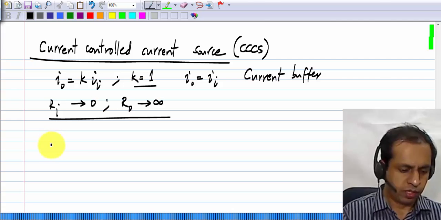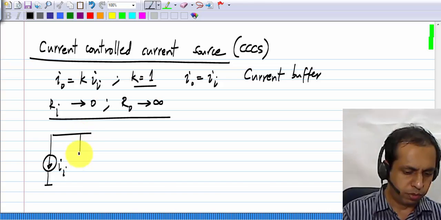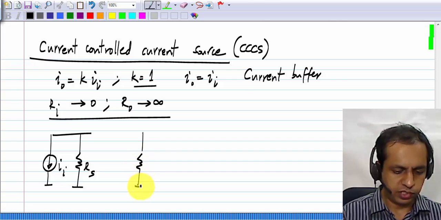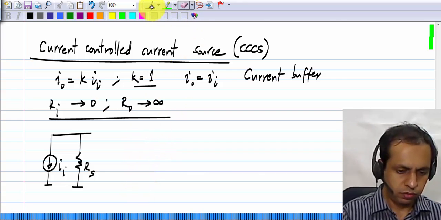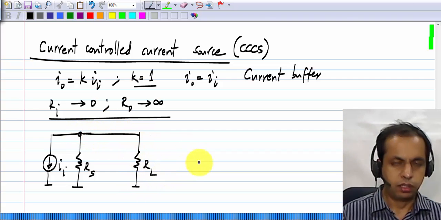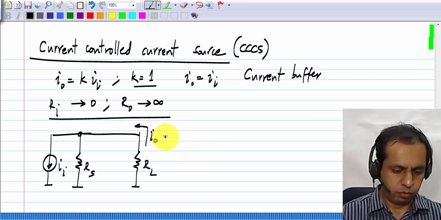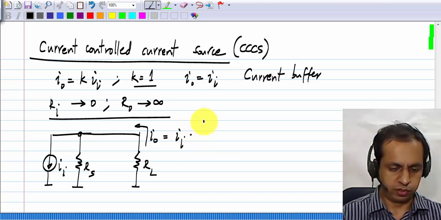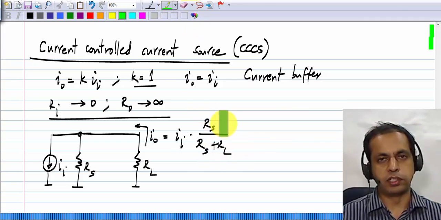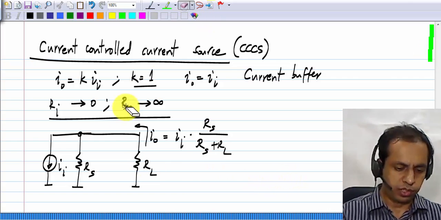Meaning, let's say we had an imperfect current source Ii in parallel with some source resistance Rs. And if you have a load resistance RL, if you connect it directly, the load current will be just a fraction of the input current. And how much this fraction is depends on the ratio of Rs to RL.